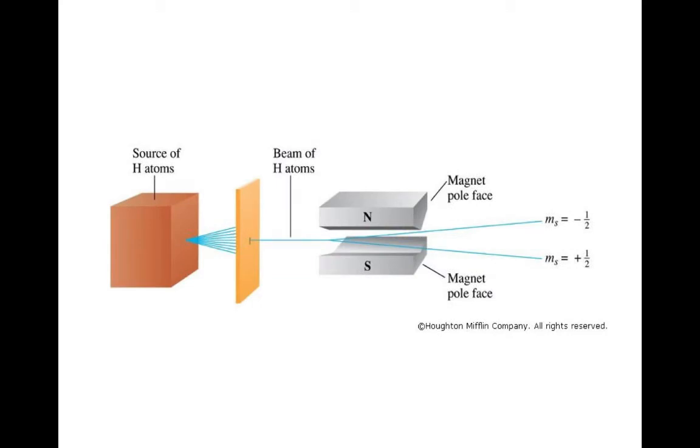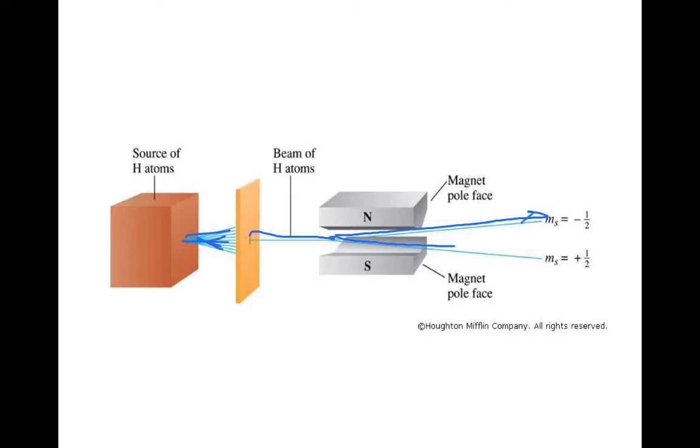And we can take a look at a picture of that experiment here. So we've got our beam of electrons. It kind of scatters as it comes out of that, but then it gets focused into a single beam. It comes through, and then depending on the direction of the spin of the one electron, one is repelled away from the South Pole and attracted to the North Pole, and that would be our minus 1/2.